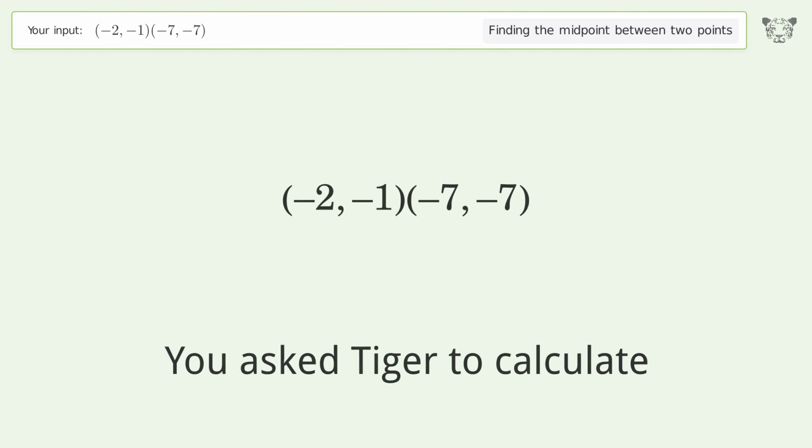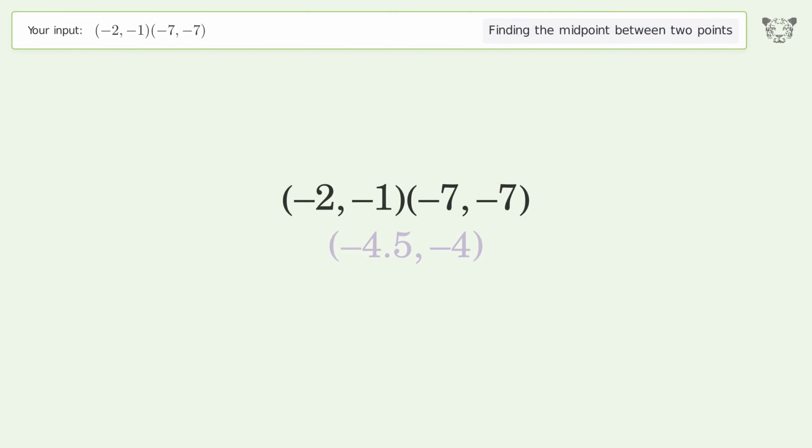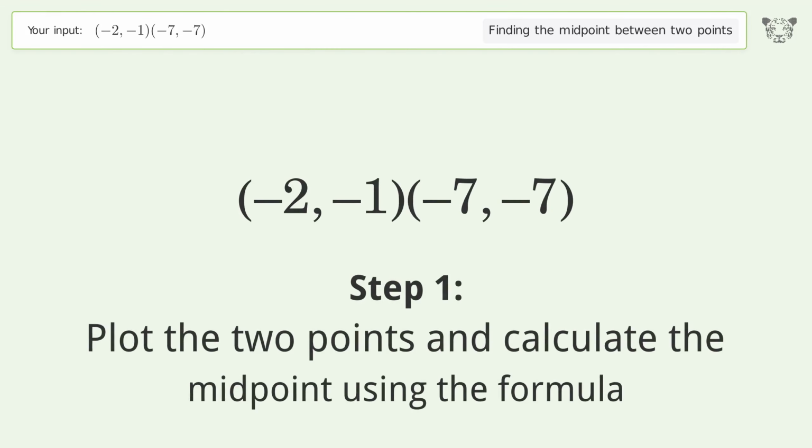You ask Tiger to calculate. This deals with finding the midpoint between 2 points. The midpoint between the 2 points is -4.5, -4. Let's solve it step by step. Plot the 2 points and calculate the midpoint using the formula.